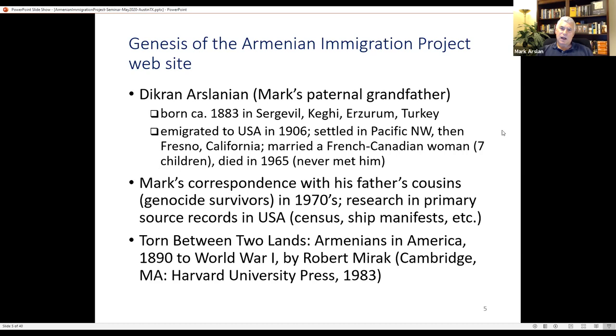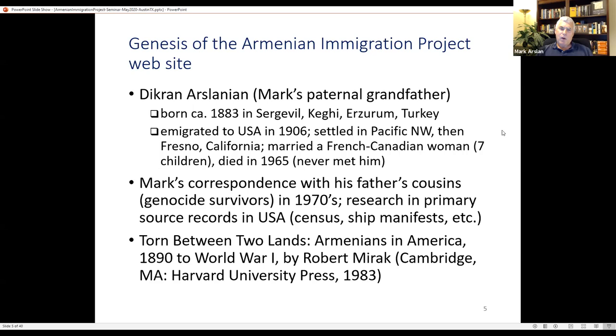But back in those days, the only thing you could get your hands on was the U.S. Census microfilms. So in 1971, the last census that was available was the 1880 census. That really didn't do me much good, since most of my family came here between 1900 and 1915. So I kind of put my research on the shelf for a while.